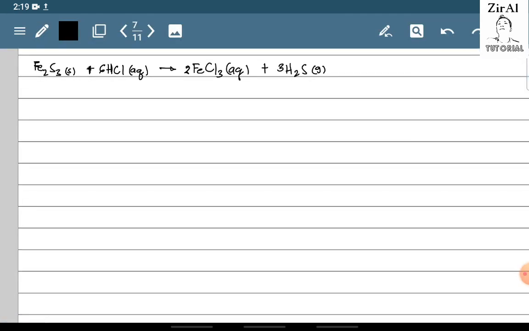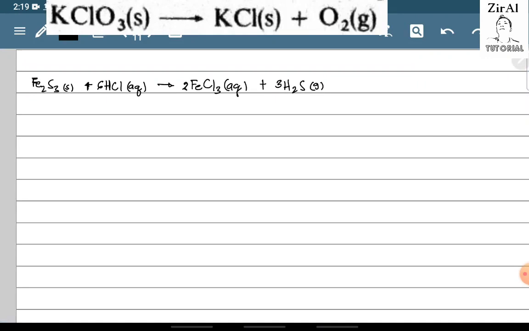Then the next one, you have KClO3, potassium chlorate, I think. It is solid, meaning it is usually an ionic substance. So we'll be dealing with the ionic substance first. KCl, another ionic solid, which is a product. As you can see, this chemical reaction is a separation, or probably decomposition, into two compounds, and then you have oxygen.